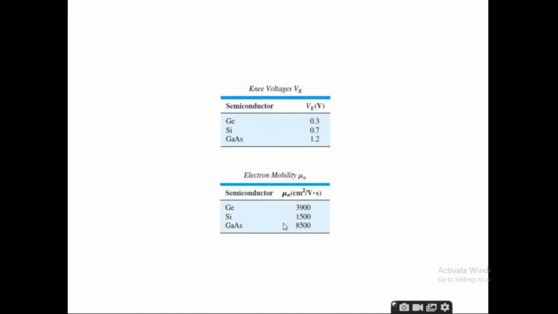So these are the various cut-in voltages, as I said. Germanium it is 0.3, silicon it is 0.7, gallium arsenide is 1.2.